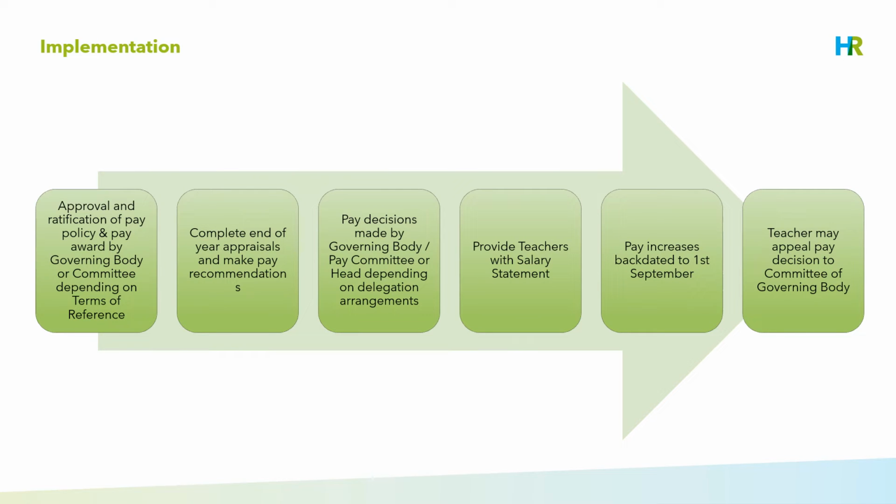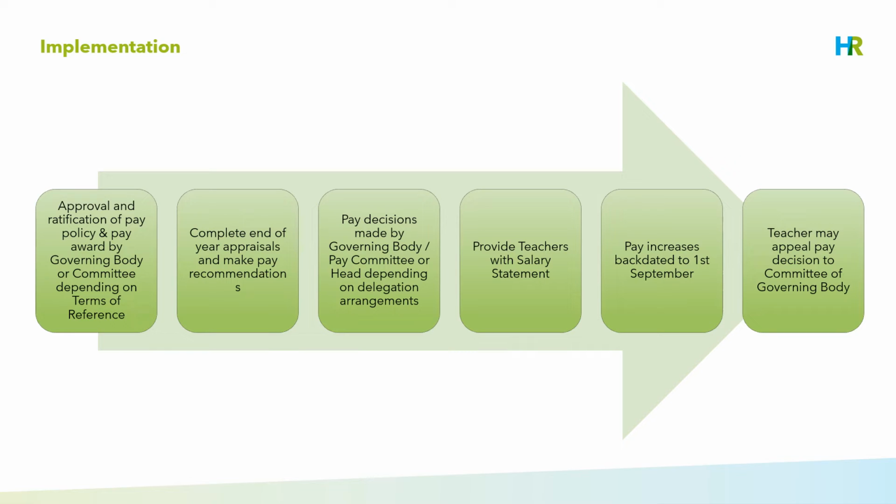Following a review of the policy and consideration of any comments raised in consultation, it is really important that the pay policy is formally approved and ratified, either by the full governing body or committee, depending on terms of reference. No decisions regarding pay should be taken until the pay policy has been reviewed or updated. Following this, the end-of-year appraisals should be completed and pay recommendations made, either by the appraiser or the head teacher. The final decision regarding who receives a pay increase should be made by whoever has delegated authority in the school to do so. This may be the governing body, a pay committee, or the head teacher, depending on delegation arrangements within your school as set out in the pay policy.